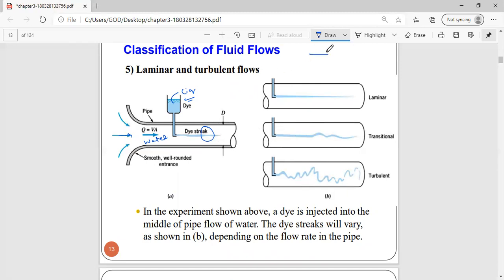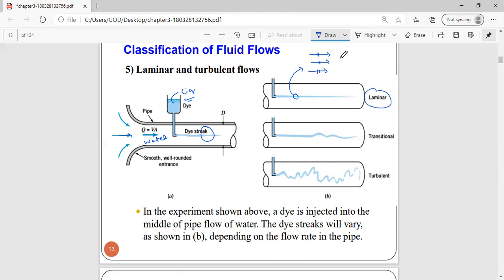If you have fluid particles, I'm discussing laminar first, the fluid particles are parallel to each other. For example, if you draw this exaggeratedly, the fluid particles are parallel to each other. The fluid flows in n number of layers, and all layers are parallel to each other. We call it a laminar flow. Simple as that.